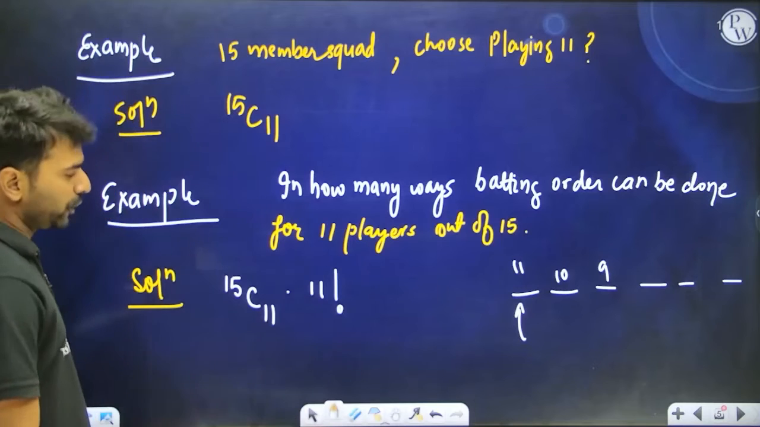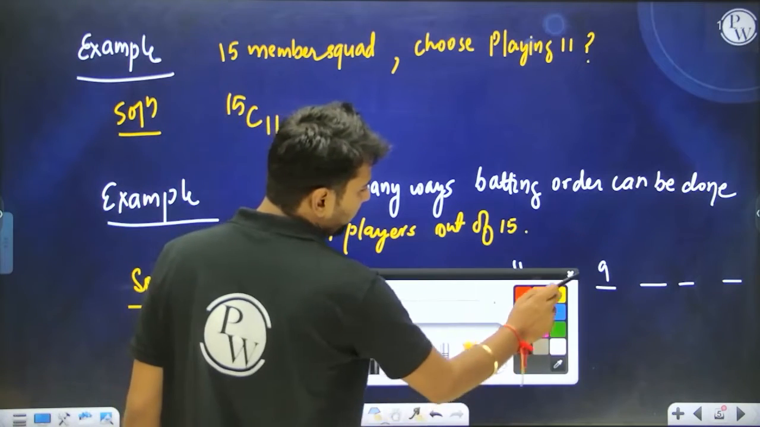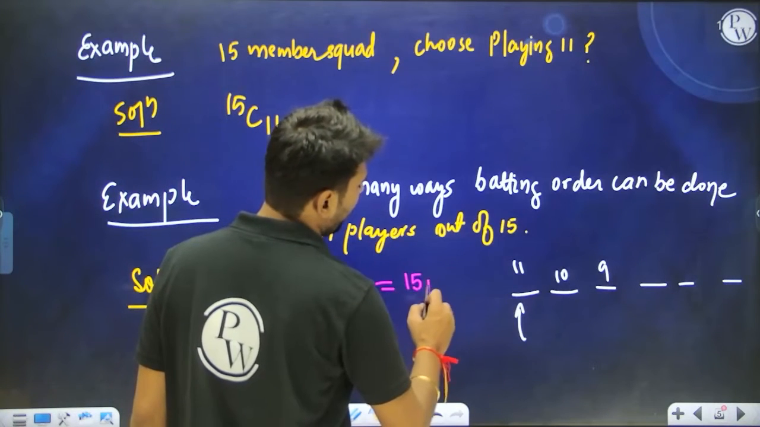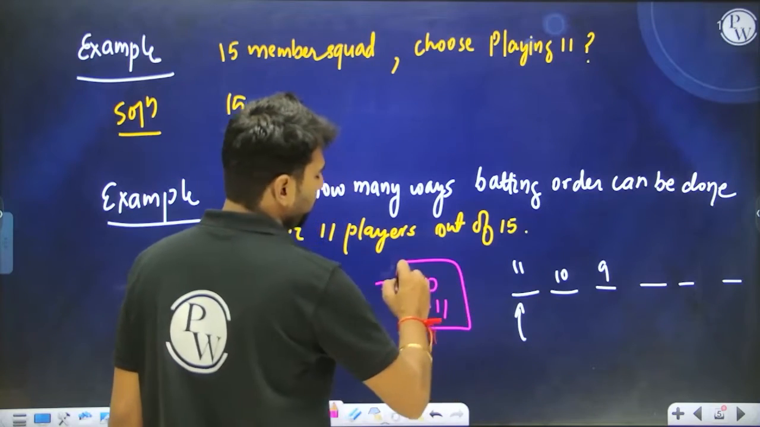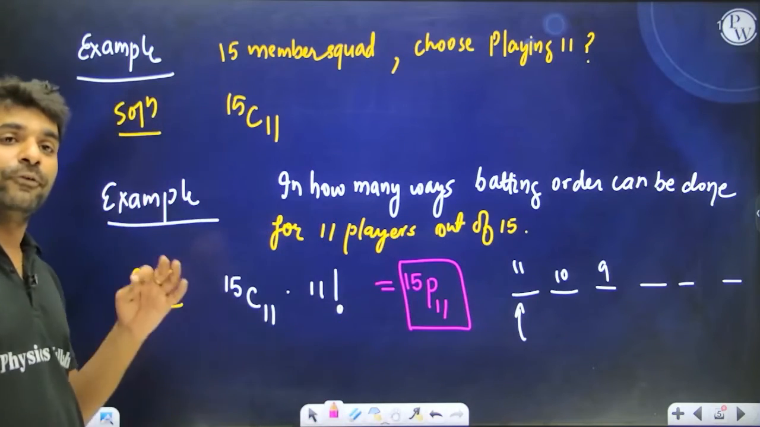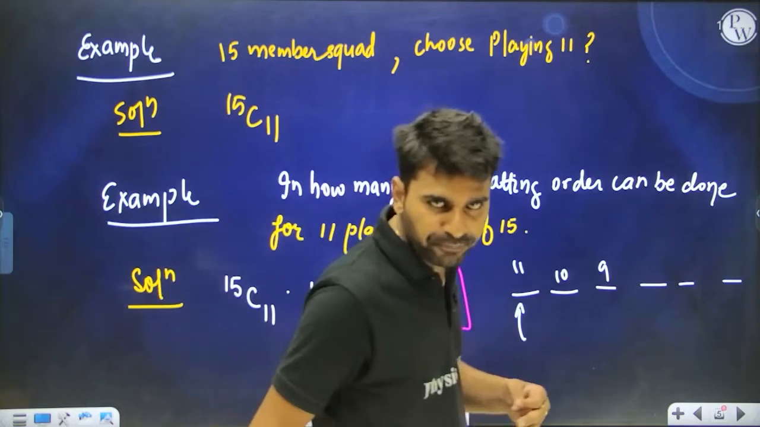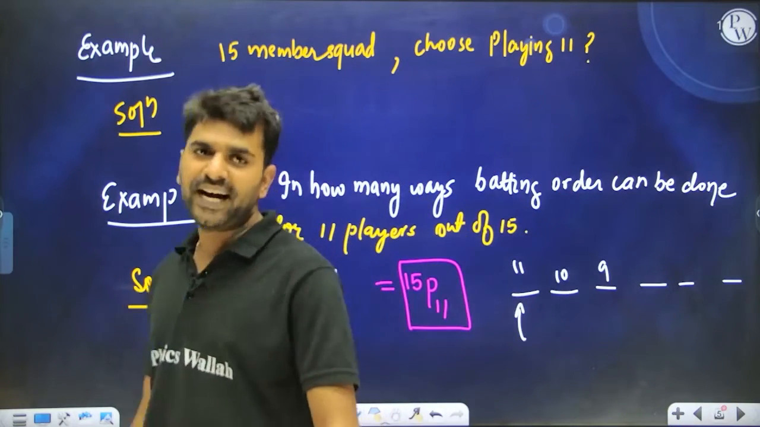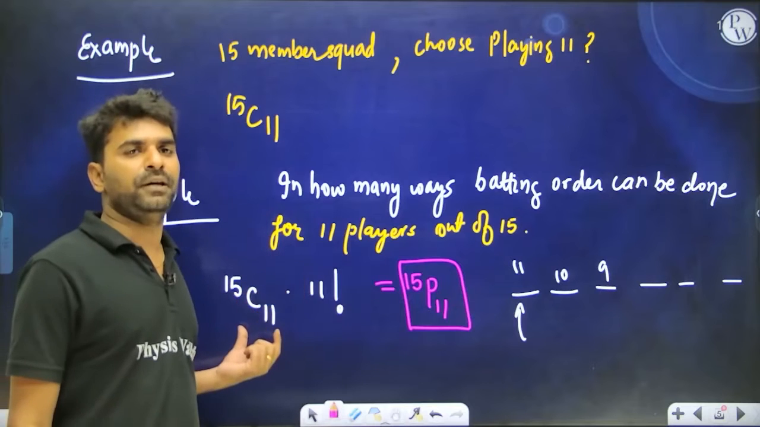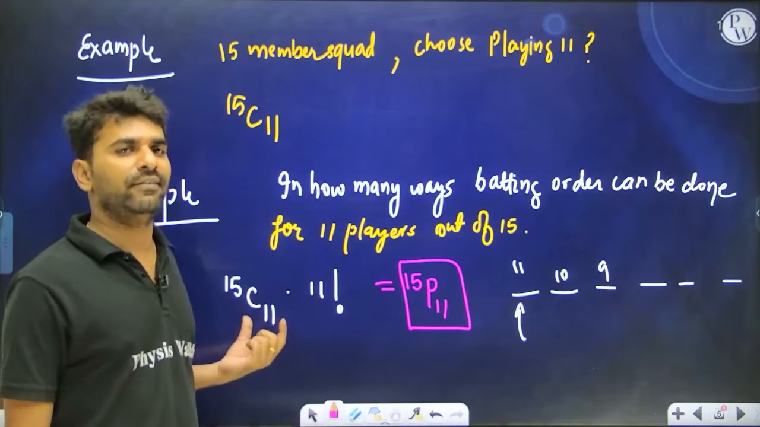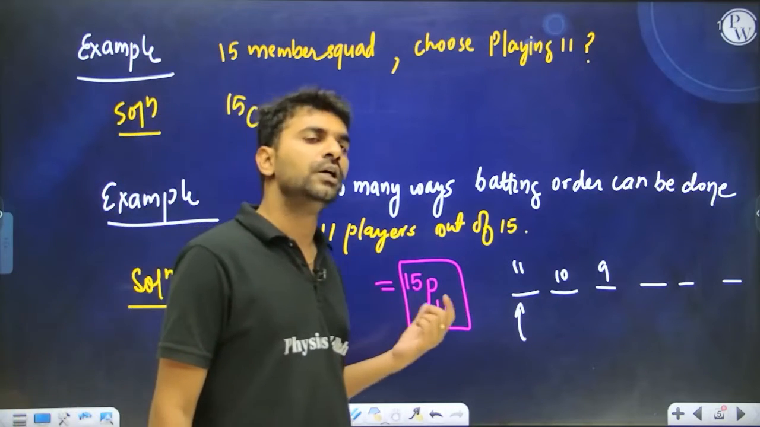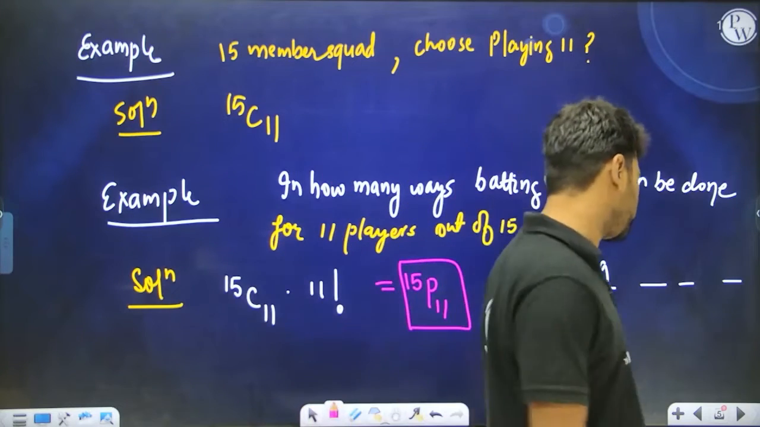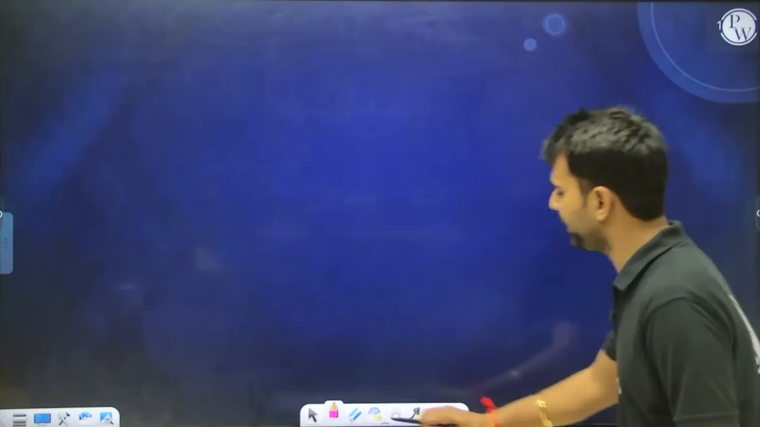So this is going to be your answer, and this can also be represented as 15P11, because if you are having more number of people and you have limited number of seats, then for that you first select the people equivalent to the number of the seats that you are having and then arrange them onto those number of seats. I hope this is clear to all of you guys.